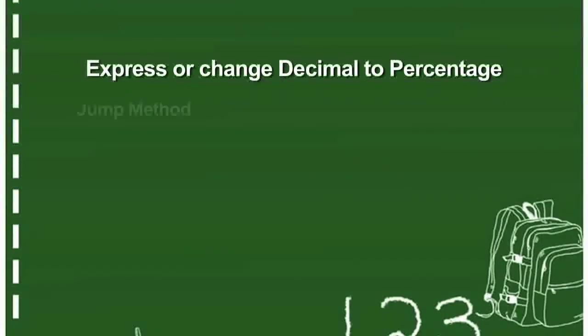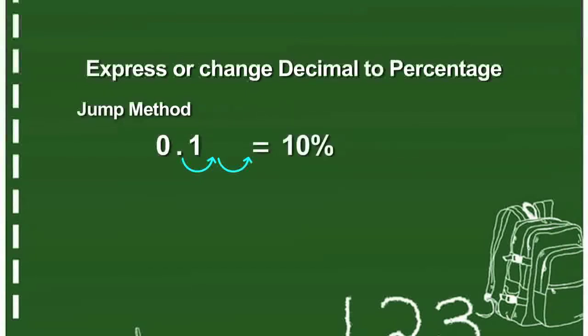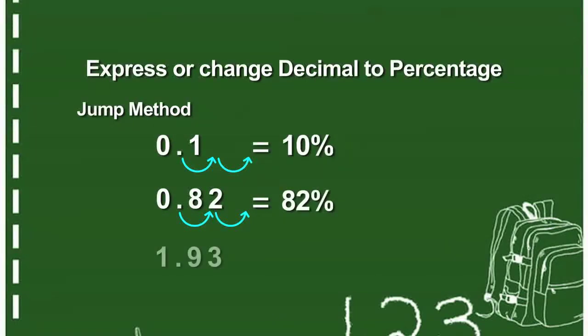Let's do some more example. 0.1, move the decimal point 2 places to the right, which gives 10%. 0.82, 82%. 1.93 will be 193%.